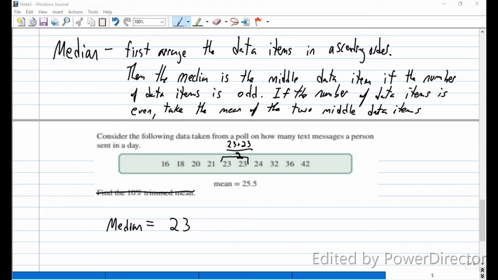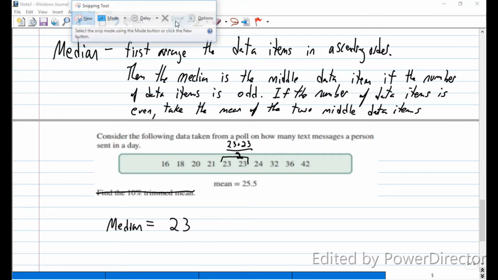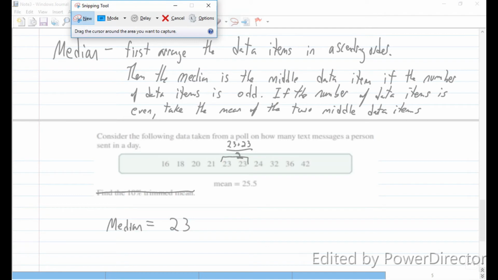All right, but what if we have an odd number of data items? So, for example, because an odd number of data items, it's going to be a little bit easier.